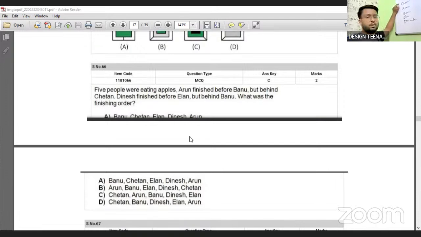So what is our orientation? What was the finishing order? So first to finish, then followed by who? So first finished is Chetan. Now we have Chetan in C and D. So A and B are struck out, cannot be the answer. Now in C we are seeing Chetan, then Arun. In B and D we have Chetan, then Banu. So D is the wrong answer. C is the correct answer. Which is the correct one? C. Clear?